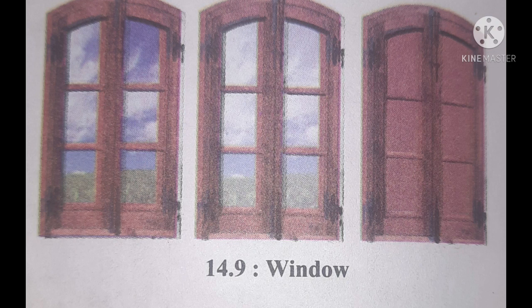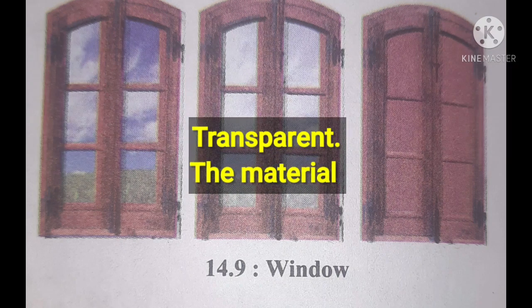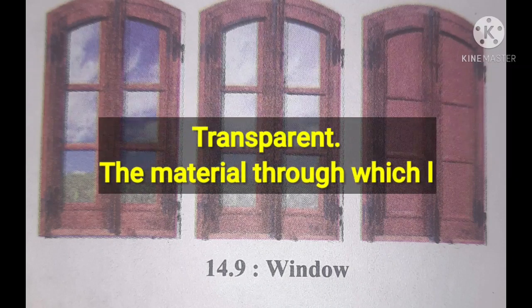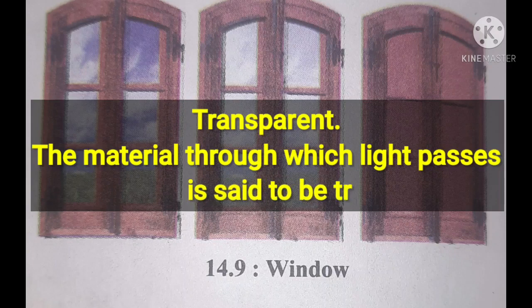Depending on the nature of the window's pane, we may or may not see the objects on the other side through it. Identify the transparent, opaque and translucent objects. Now, what is meant by transparent? The material through which light passes is said to be transparent.